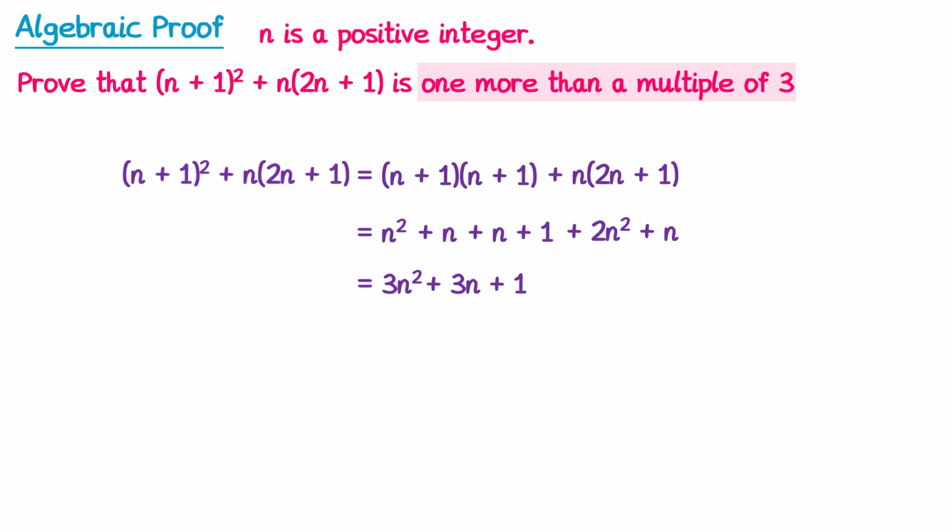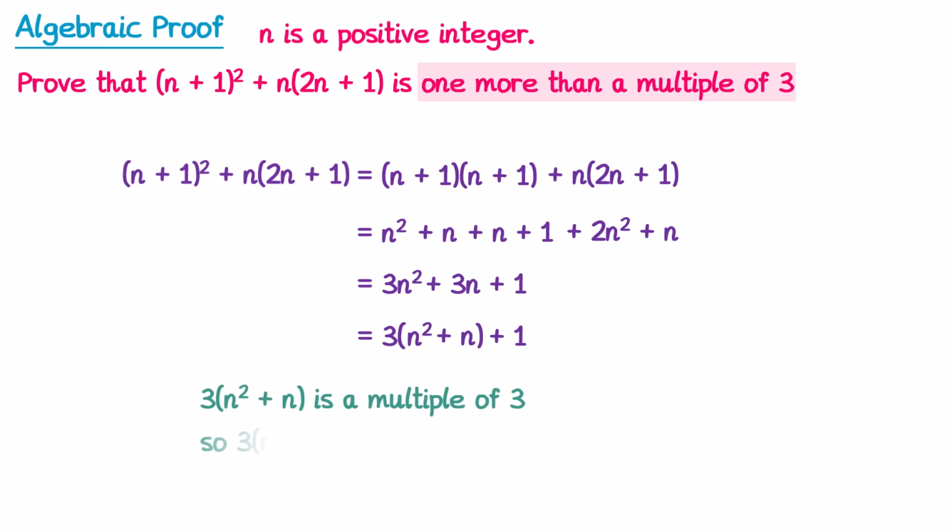Now we're trying to show this is 1 more than a multiple of 3. So we have this plus 1 here, which means that this part here must be the multiple of 3. And it quite clearly is because we can factorize a 3 out. So this part is the same as 3 lots of n squared plus n, and then we have plus 1. So the 3 lots of n squared plus n is a multiple of 3, so when we add 1 to it, it must be 1 more than a multiple of 3. So we can finish this proof by writing 3 lots of n squared plus n is a multiple of 3, which means that 3 lots of n squared plus n plus 1 is 1 more than a multiple of 3. And that's the proof complete.